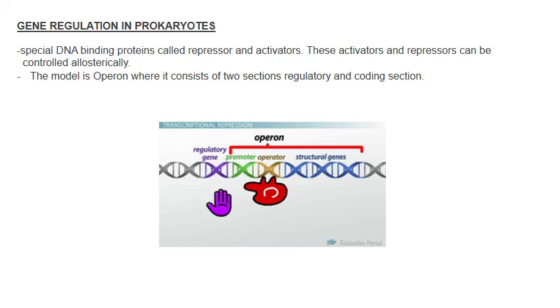Okay, let us go into detail on gene regulation in prokaryotes. Gene regulation in prokaryotes is much simpler compared to eukaryotic gene regulation. To understand this, you need to know some basic features of the gene structure. There are special DNA binding proteins called repressors and activators. These activators and repressors can be controlled allosterically. The model is the operon, which consists of two sections, regulatory and coding sections. We want to control the expression of certain genes.